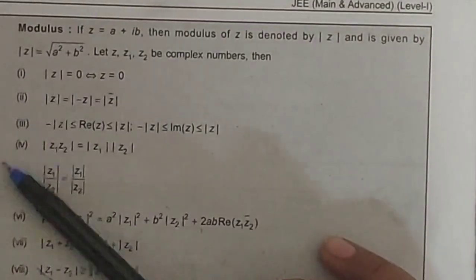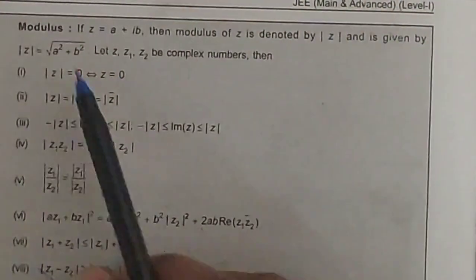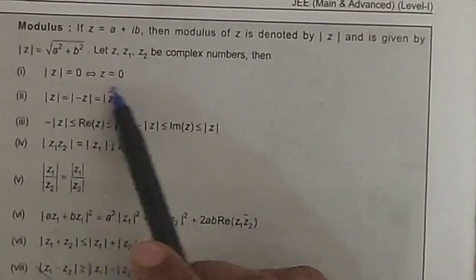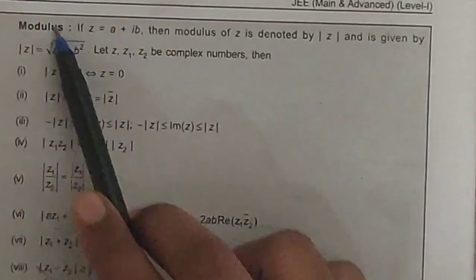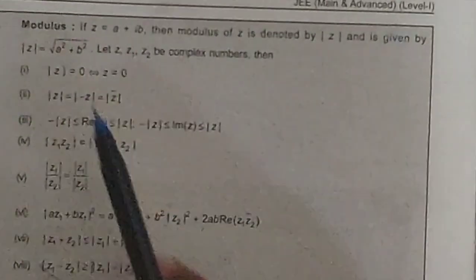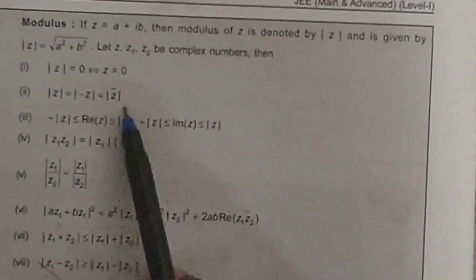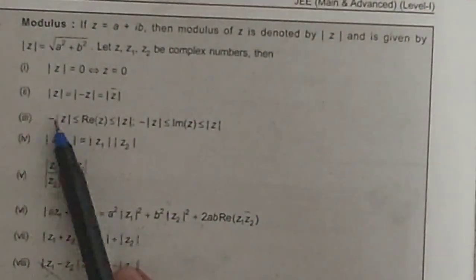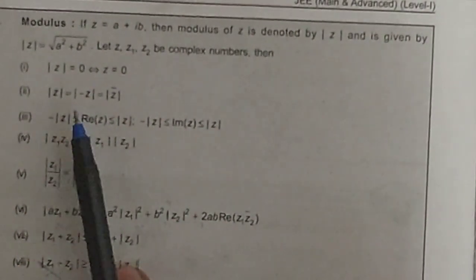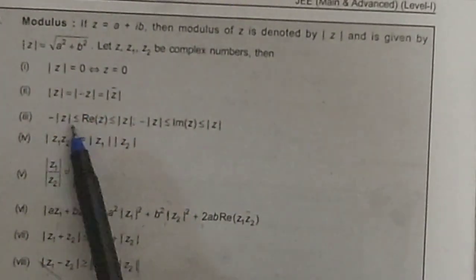So again, some of the formulas. If mod z is 0, then z will be equal to 0, and these are the properties of the modulus function. Then mod z is equal to mod of minus z is equal to mod z bar, because when it is modulus, you're finding the square root of x squared plus y squared, so minus doesn't matter.